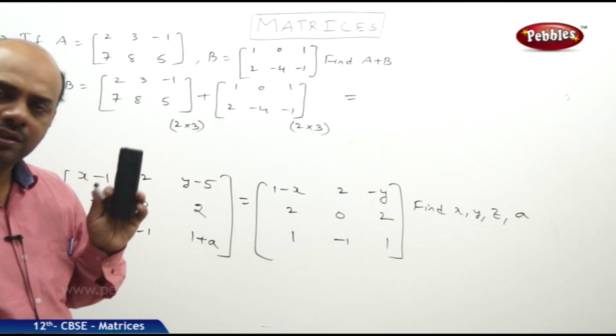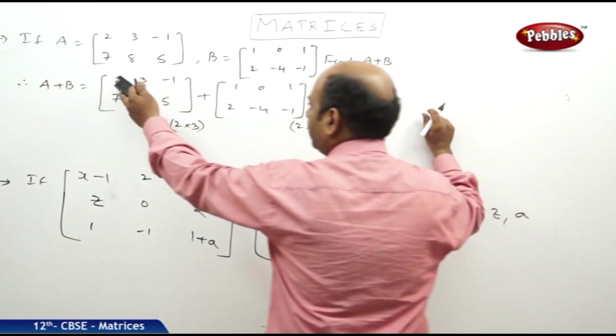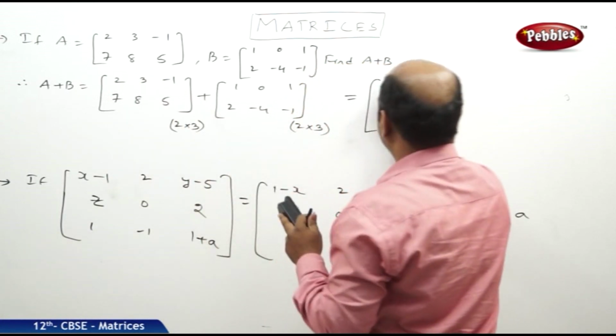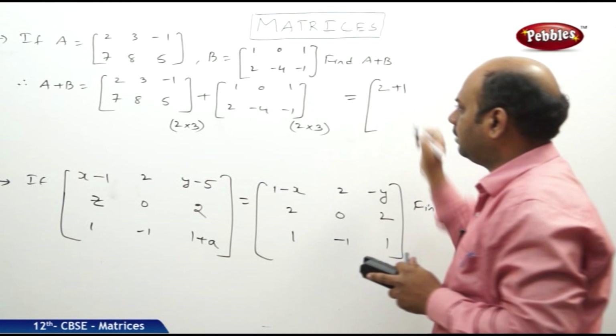We need to add the corresponding elements. Corresponding elements means what here? In the first matrix, what is the element here? 2. And what is the first element of the second matrix? 1. So we need to add.